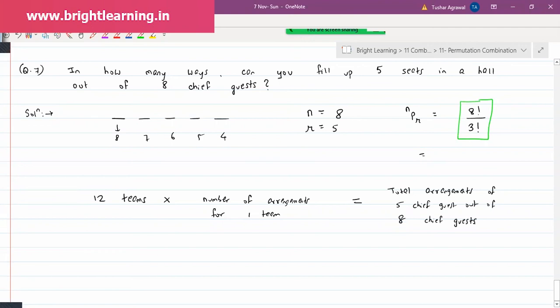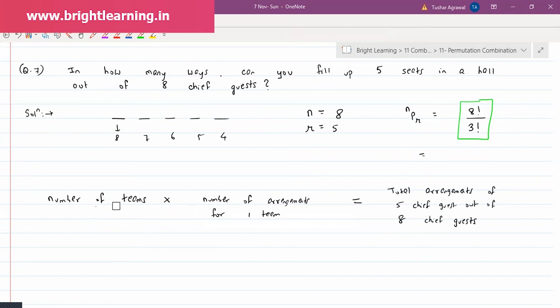Does everyone agree with this result that I have written? This is hypothetical. If 12 teams are there, the number of teams multiplied by the number of arrangements for one team will be the total number of arrangements for 5 chief guests out of 8. If anybody has a doubt about this result, raise your hand, otherwise I will proceed.